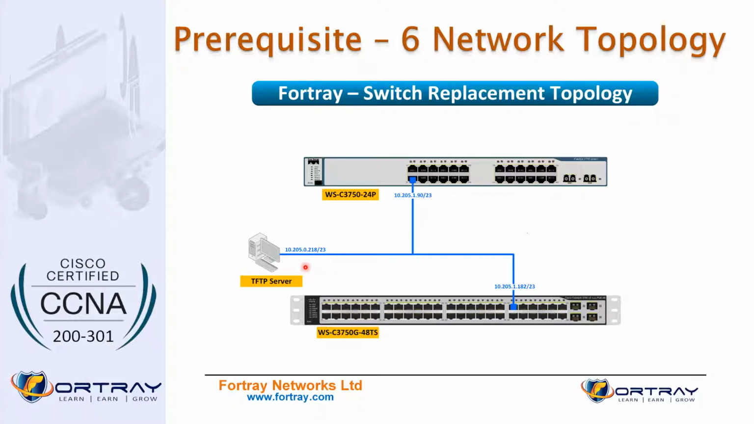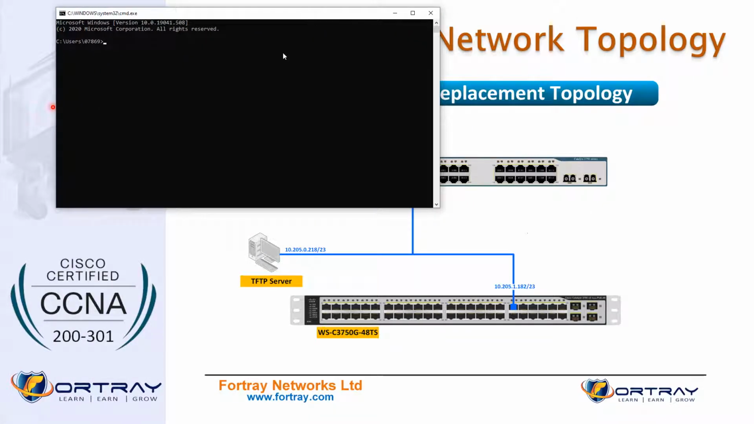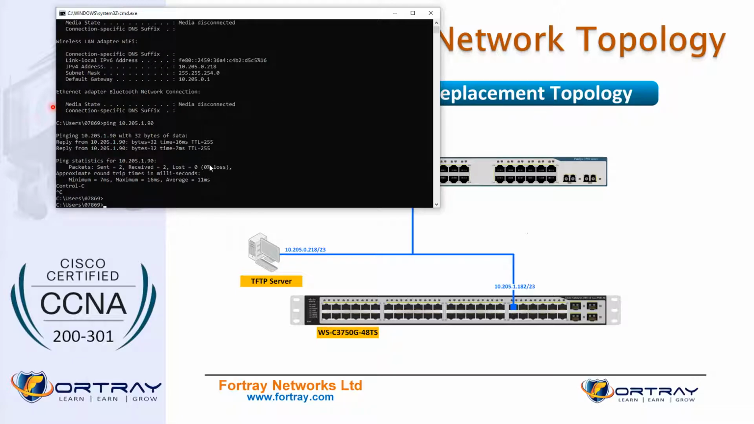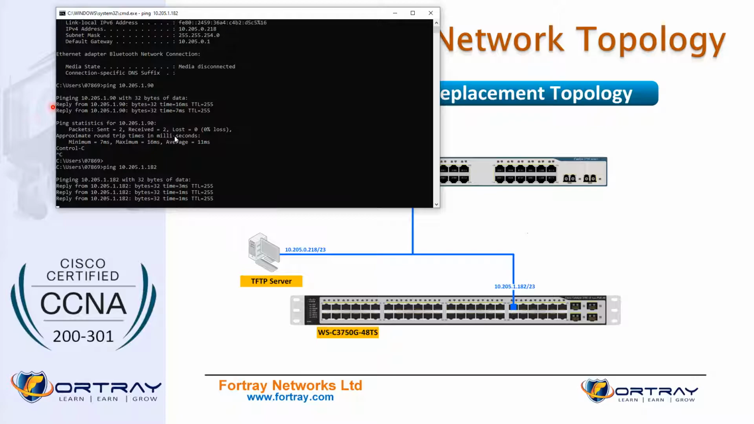In order to test that, we can make sure we can ping the whole network before we do any kind of activity. For example, this is my 10.205.0.218 with /23, and I make sure I can ping 0.1.90. I can ping that, so we are on the same network. Also, we need to make sure we can ping 182, the new switch as well. So both these switches are reachable from the TFTP server.